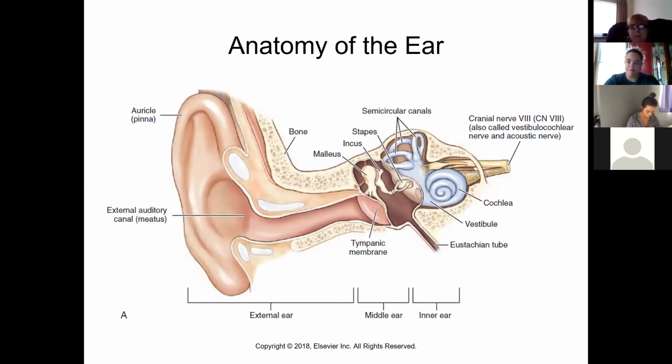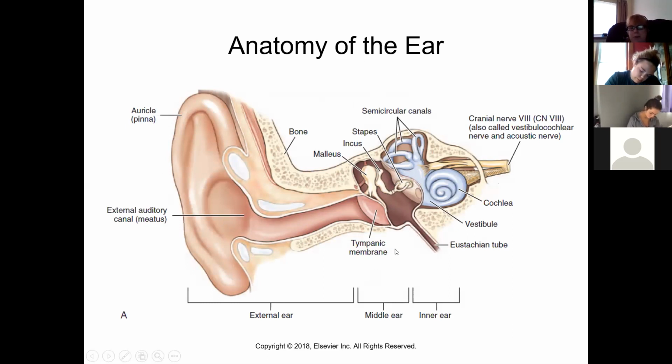So this is the anatomy of the ear. It's divided into three parts. The external ear, which basically just has the auricle. The auricle, I like to tell everybody, is what we pierce, okay? Then the external auditory canal, how sound gets in.